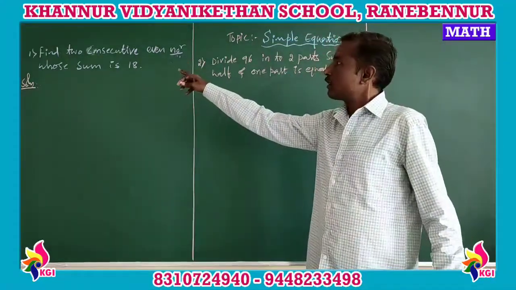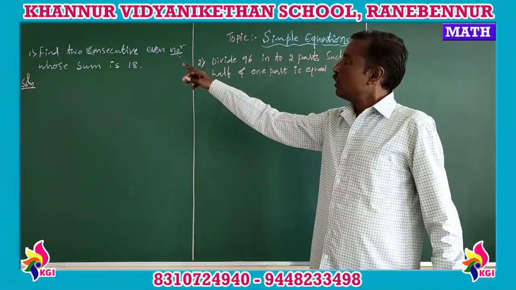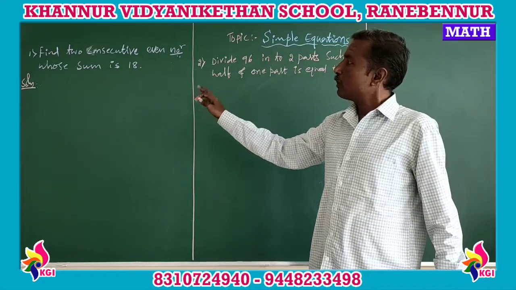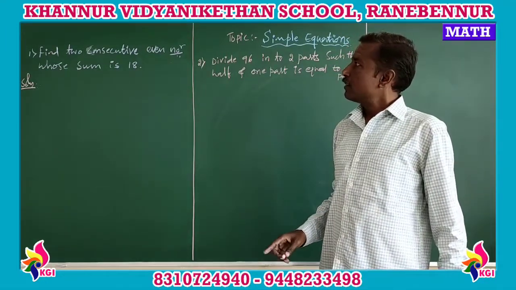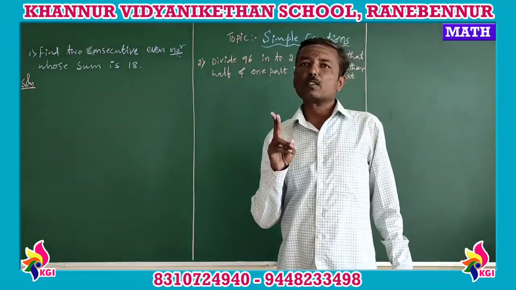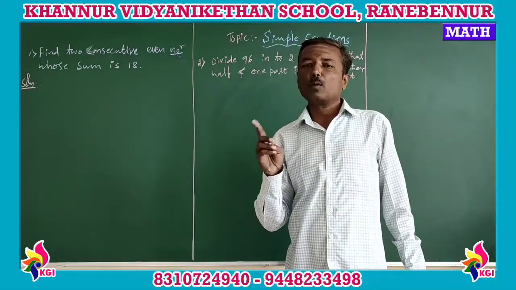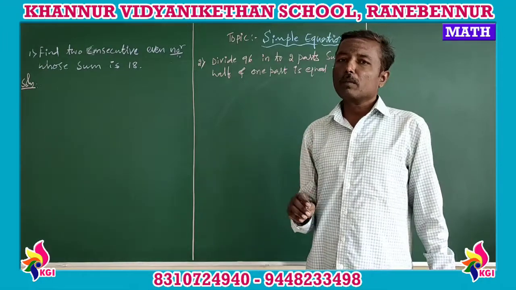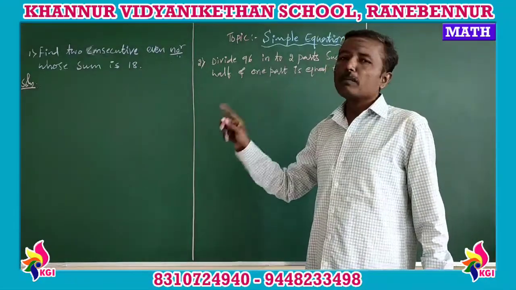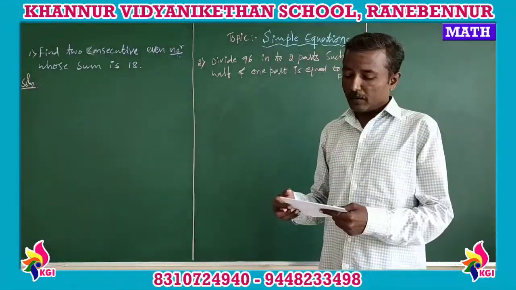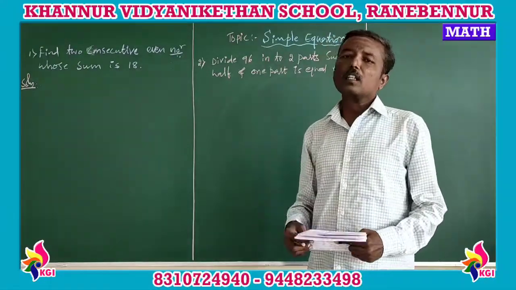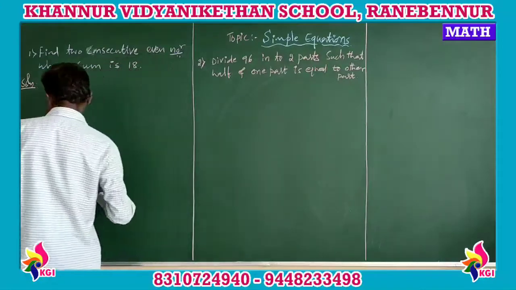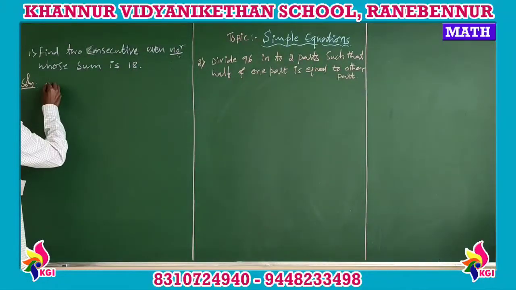Here the first question is: find the two consecutive even numbers whose sum is 18. See, the two consecutive even numbers. Consecutive means one after another, and especially they are considered as even numbers. Then their sum is equal to 18. So which are the even numbers?